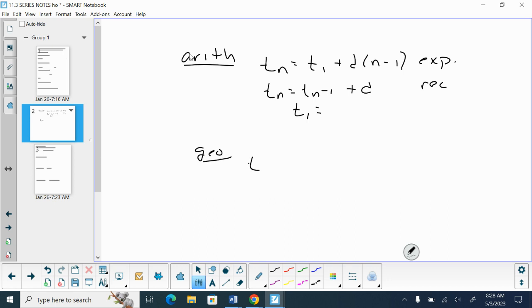When you talk about geometric, your nth term you can calculate by T1 times r to the n minus 1 power. This is your explicit formula. When you talk about recursive, you have Tn is equal to Tn minus 1 times r, the ratio: whatever you're multiplying your previous term by to get to the next term.